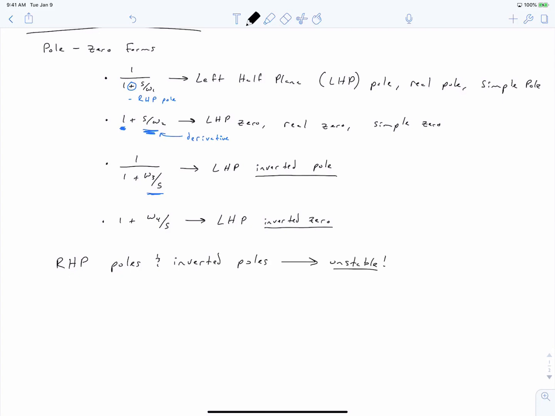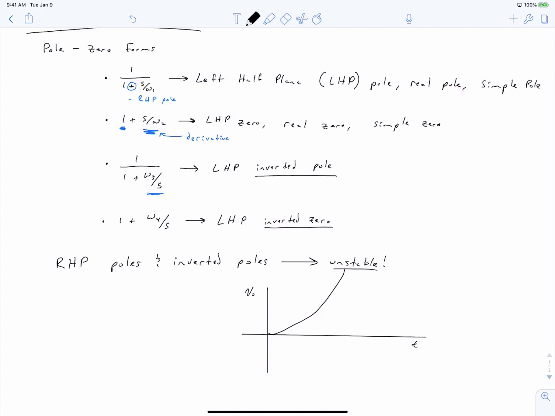Unstable, what does that mean? That means that if I have an unstable system and I excite it with some excitation, it will produce an unbounded response. It will blow up. It means that the response might look, if this is a graph of V out over time, like this. It'll go off to infinity.